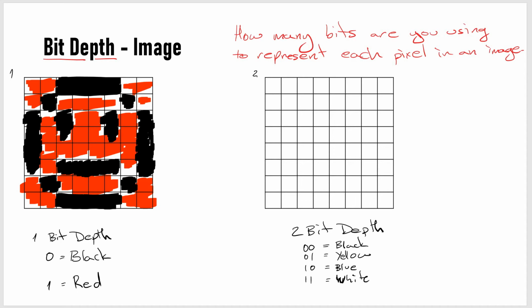Now let's draw the same emoji, the same picture on the other side, on the same cells as the previous one.